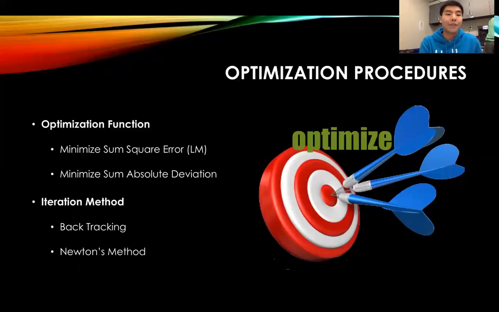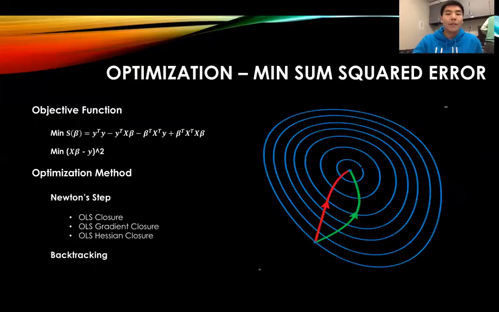The optimization procedure would be to minimize the sum of squared errors and minimize the sum of absolute deviations, as I mentioned above. The way I find the optimal solution is by using iteration methods through backtracking with the implementation of the Newton steps. So let's talk about the minimize sum of squared error optimization procedure first.